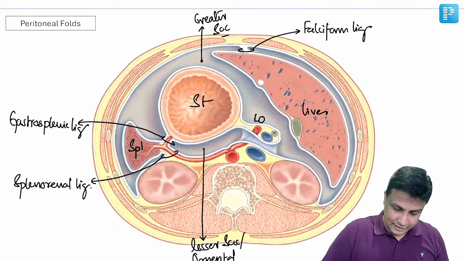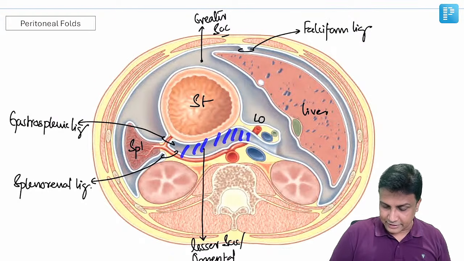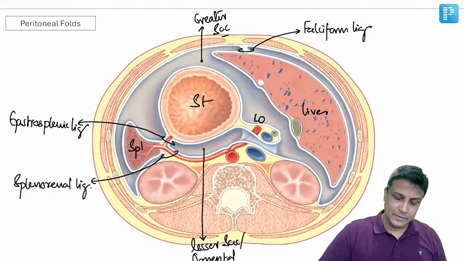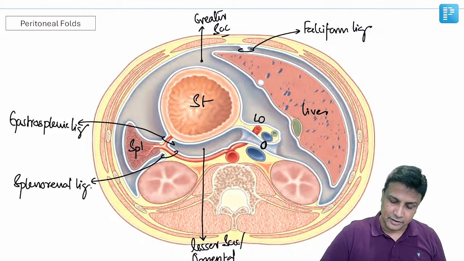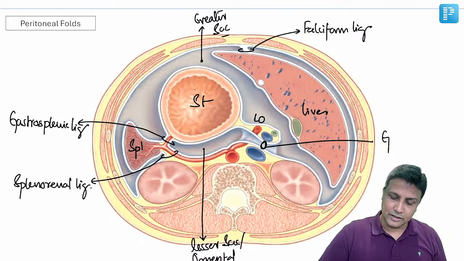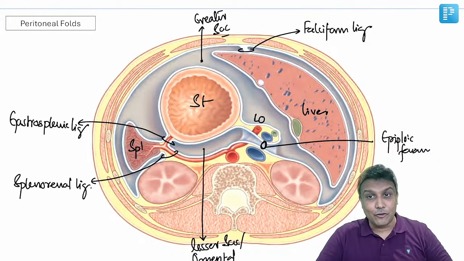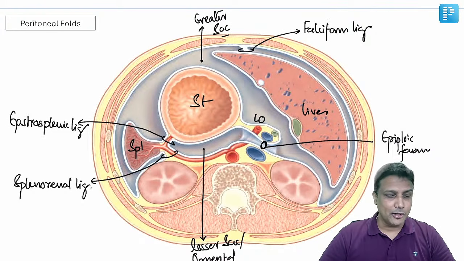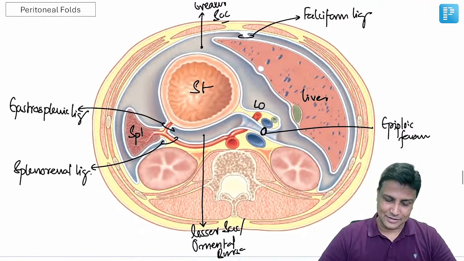Now, this entire lesser sac is connected with the greater sac with the help of this opening here, and this opening will be the epiploic foramen. Okay, so this one here will be the epiploic foramen, or else it is also referred to as omental foramen. Also, it is referred to as the foramen of Winslow. Now, you got to remember the boundaries of this epiploic foramen.